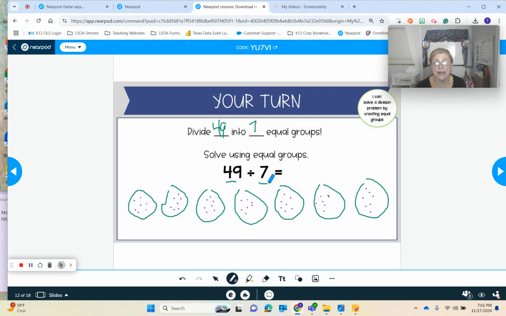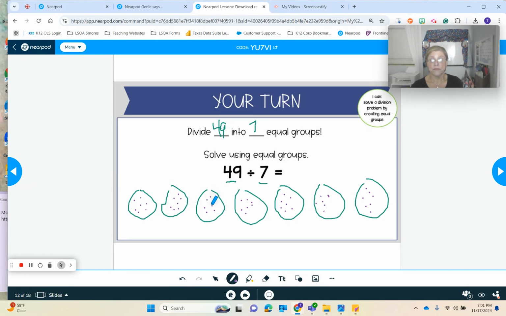So 49 divided by 7, so we're taking that 49 and we're breaking them into 7 equal groups. How many are in each group? Let's count. 1, 2, 3, 4, 5, 6, 7. Is there 7 in each group? Let's count. 1, 2, 3, 4, 5, 6, 7.